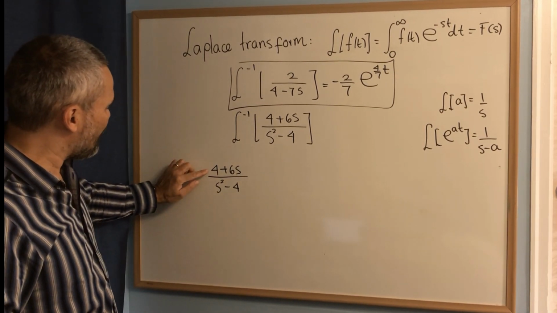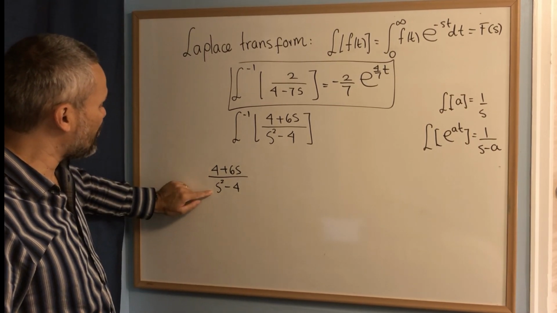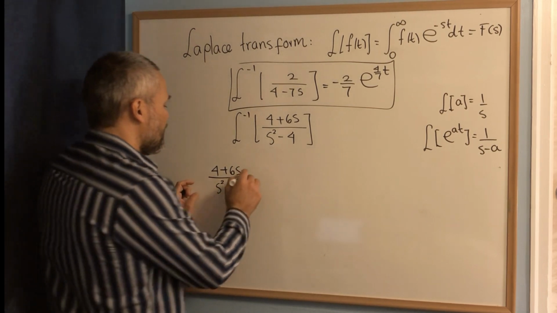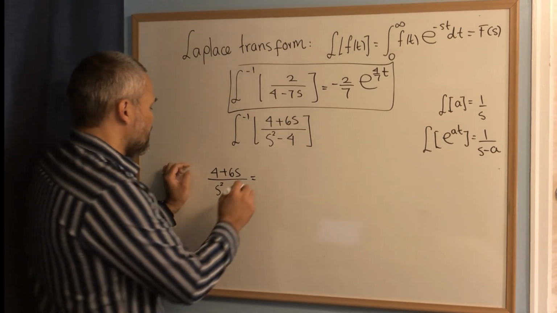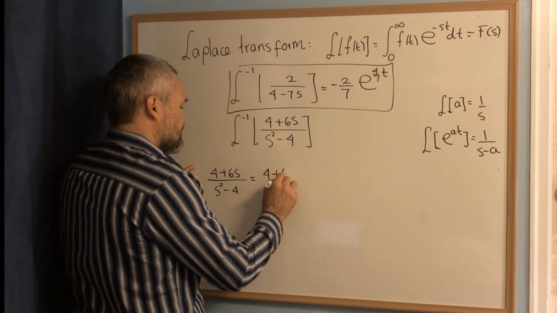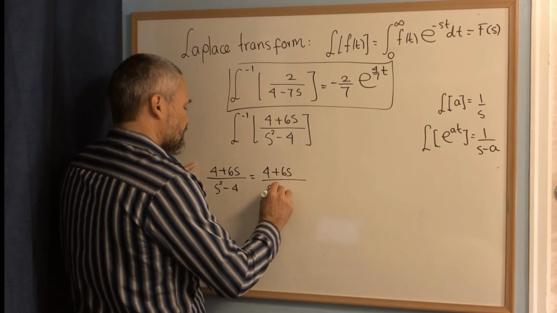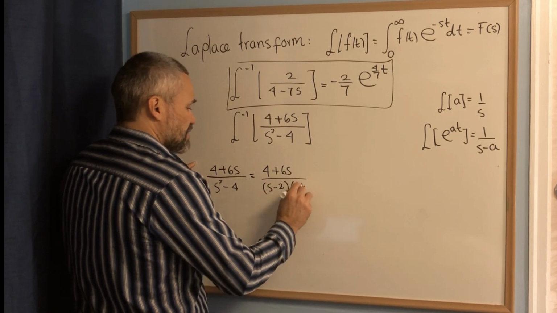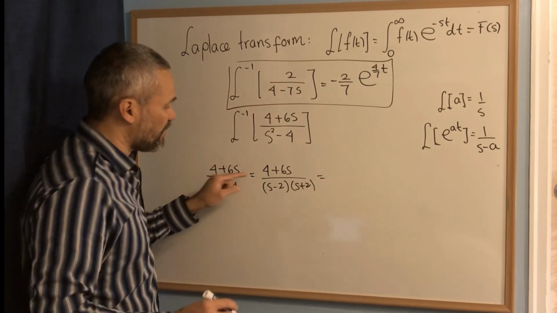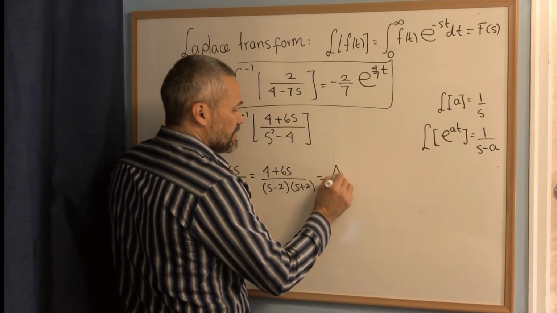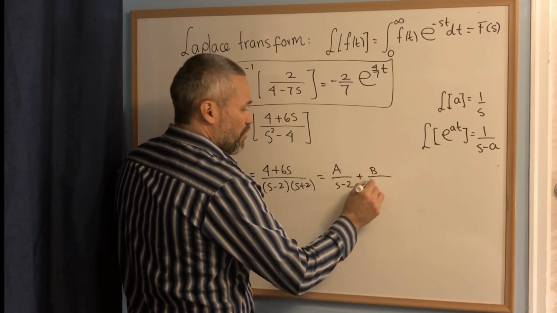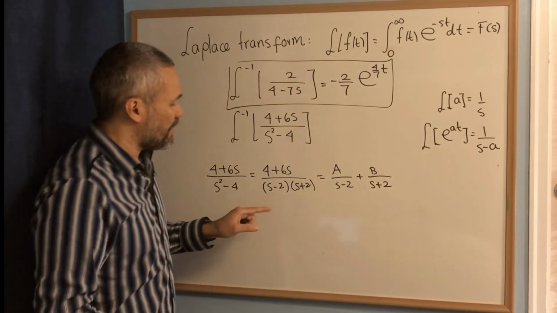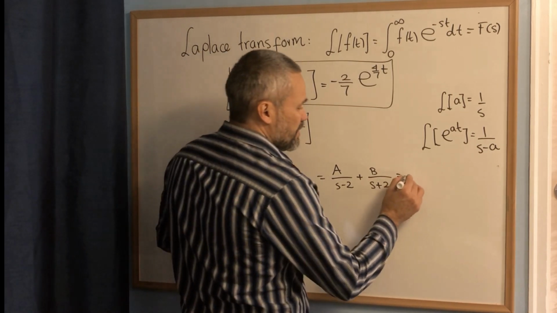We need to have a proper fraction. This is a polynomial of order 1. This is a polynomial of order 2. Then we are okay. And therefore, we need to factor this if possible. In this case, we have 4 plus 6s over s minus 2 times s plus 2. And partial fractions tells us that we can write it as a over s minus 2 plus b over s plus 2. And then to find a and b, we just keep going.